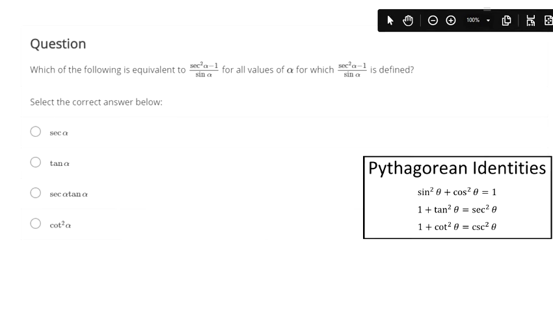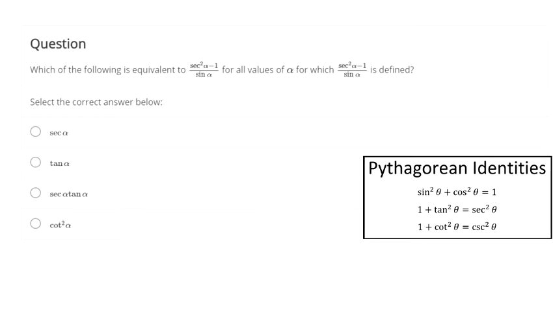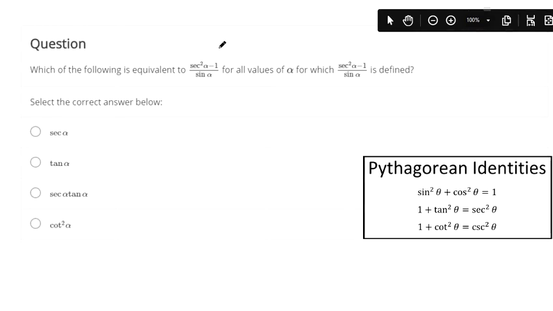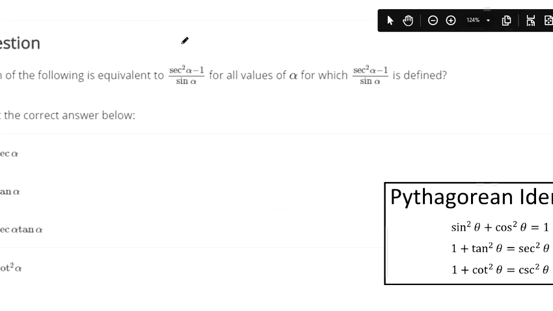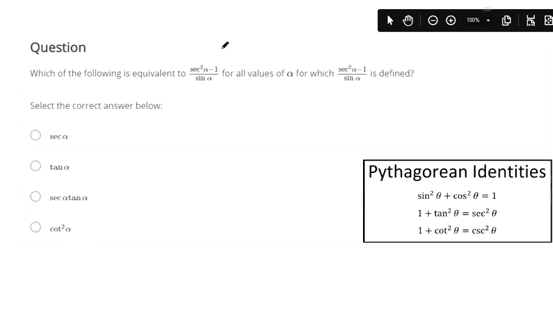Okay, which of the following are equivalent to secant squared alpha minus 1? In case this is your first time seeing this notation, it threw me off when I was in school. This means secant alpha, which is just another variable, like x, being squared. I don't know if that's going to really apply here, but every time I see that I think back to when I was in school.